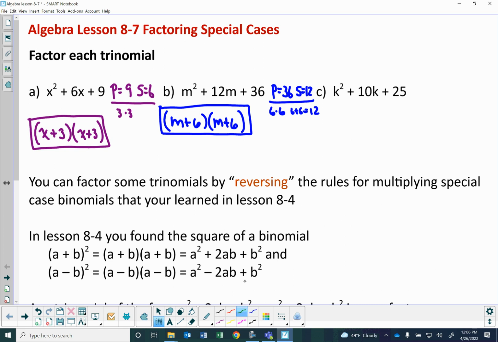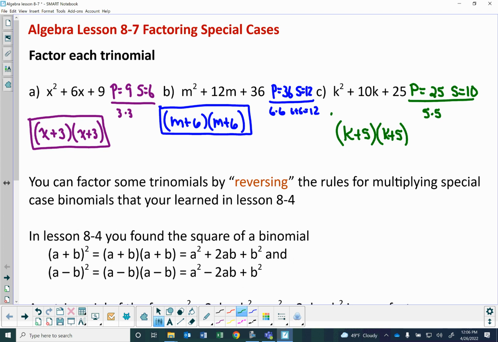And the last one here, k squared plus 10k plus 25. I need a product of 25 and a sum of 10. Two numbers that multiply together to get 25 but add together to get 10 would be 5 times 5. So this would be k plus 5 times k plus 5.